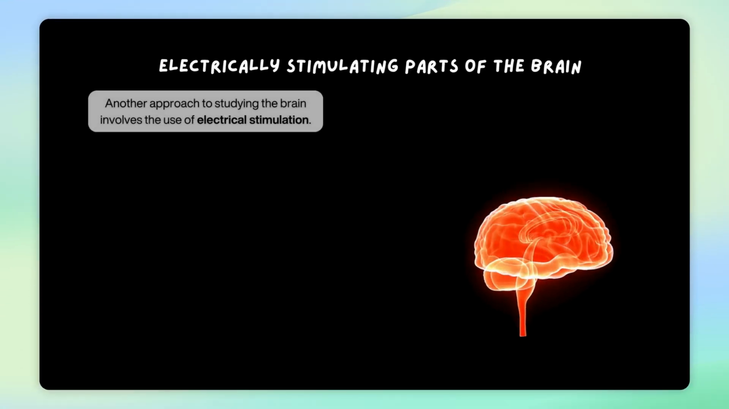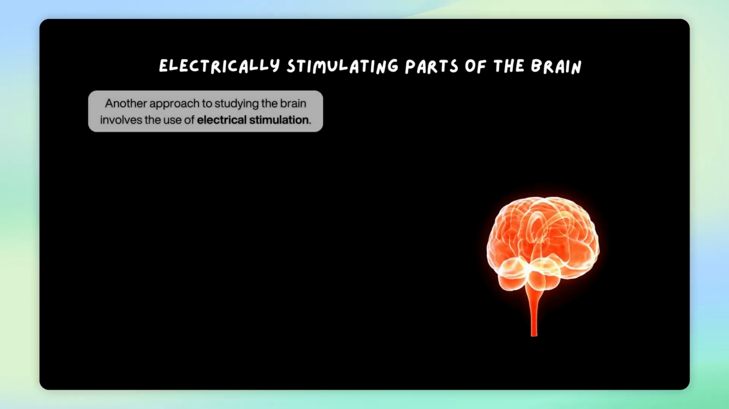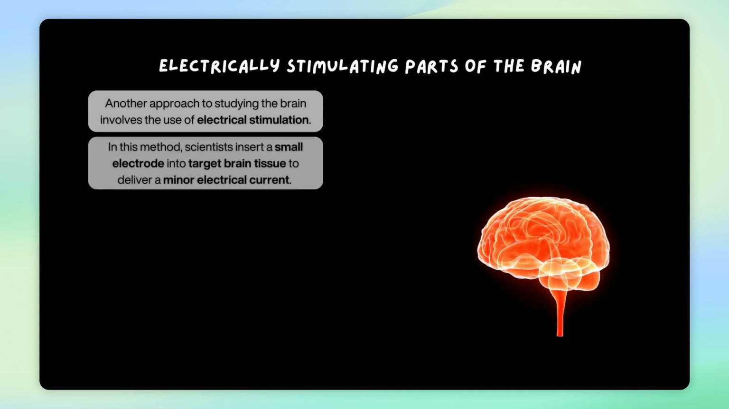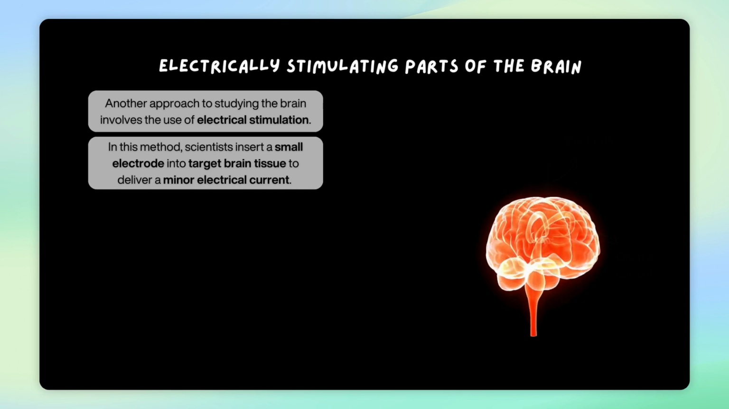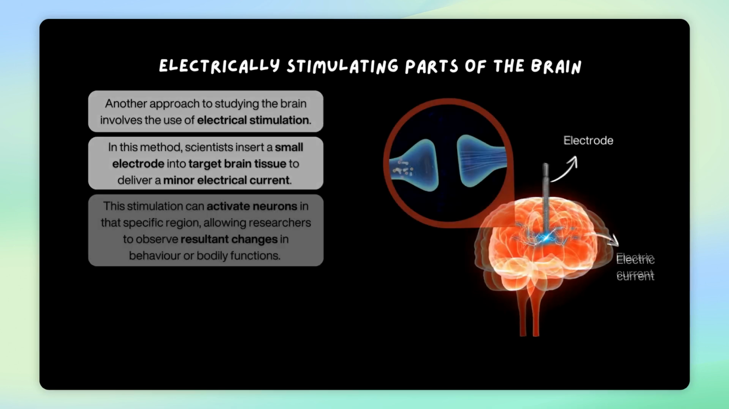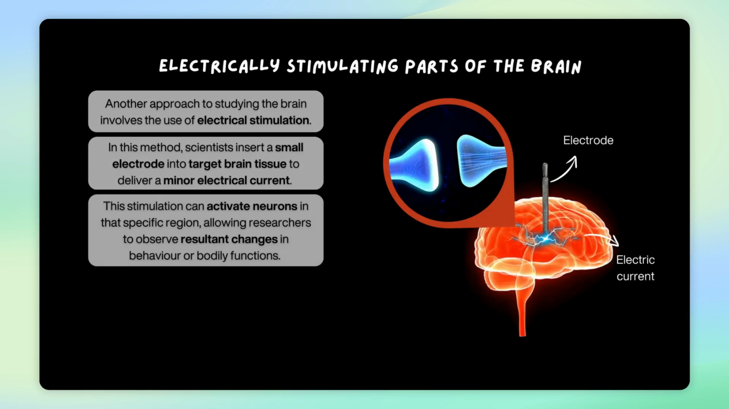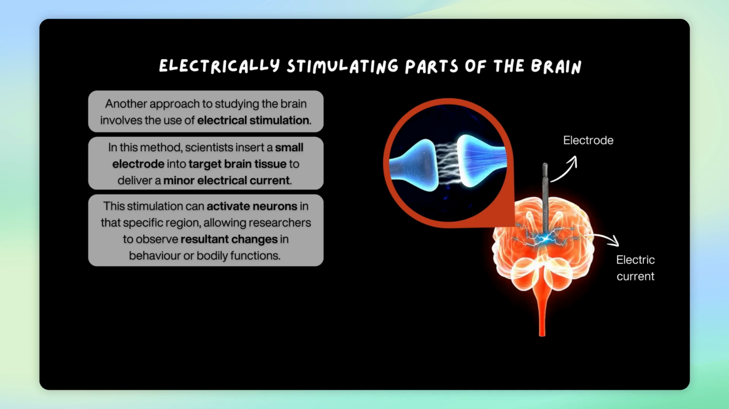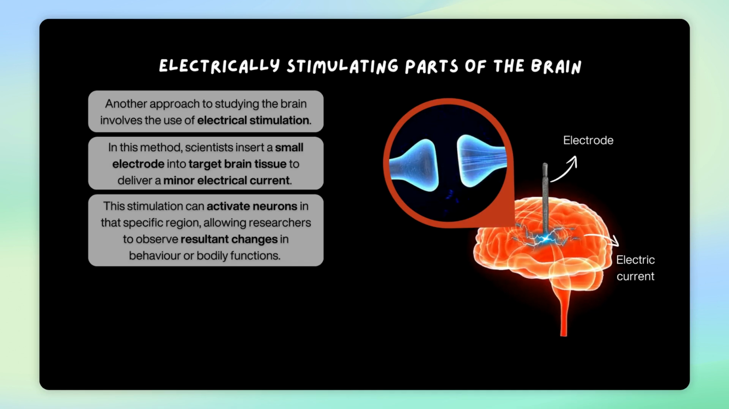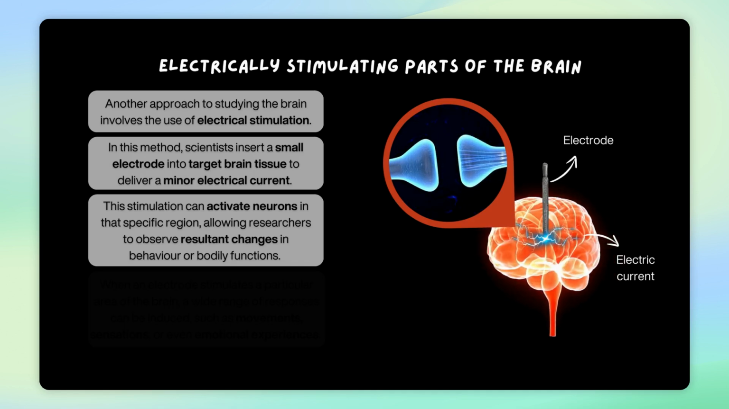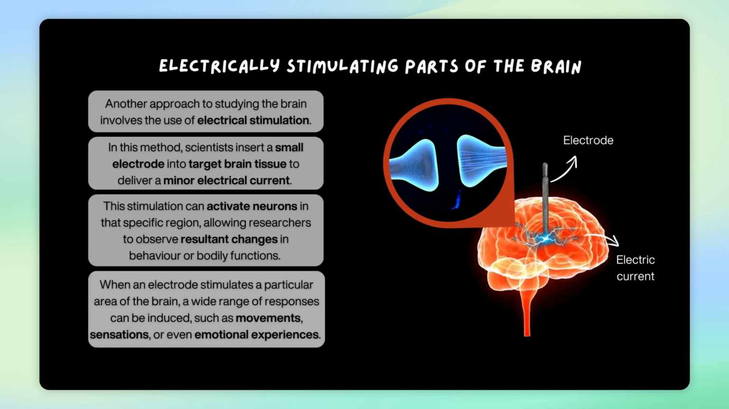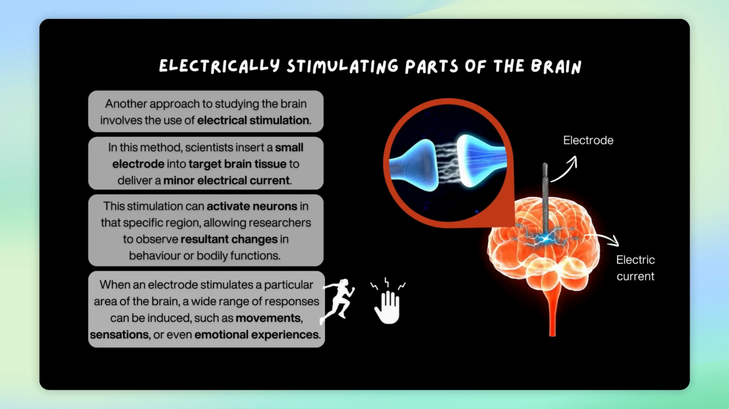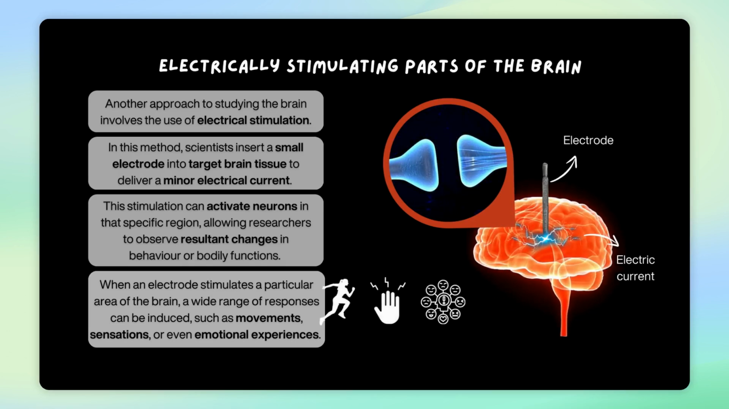Another approach to studying the brain involves the use of electrical stimulation. In this method, scientists insert a small electrode into target brain tissue to deliver a minor electrical current. This stimulation can activate neurons in that specific region, allowing researchers to observe resultant changes in behavior or bodily functions. When an electrode stimulates a particular area of the brain, a wide range of responses can be induced, such as movements, sensations, or even emotional experiences.